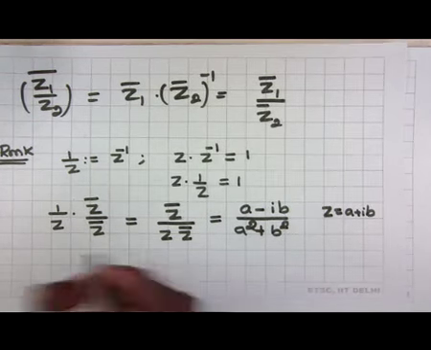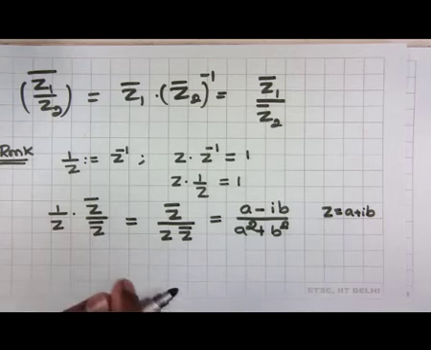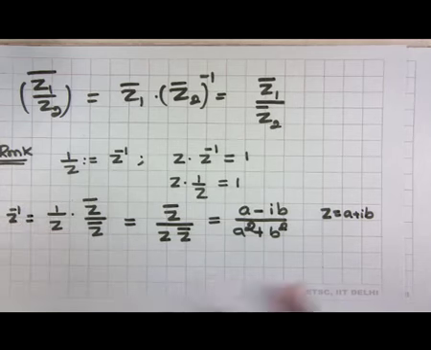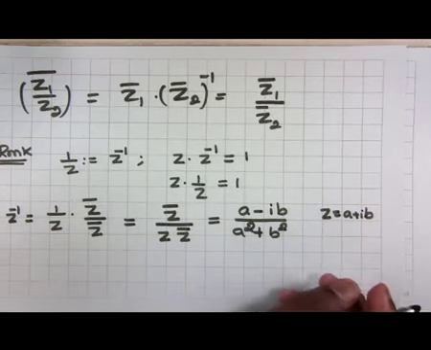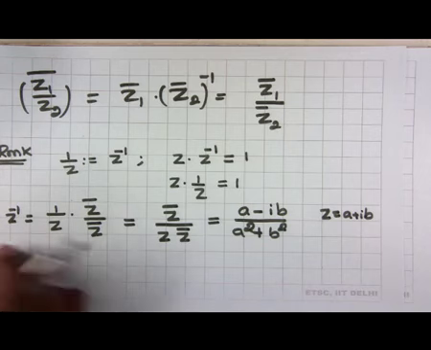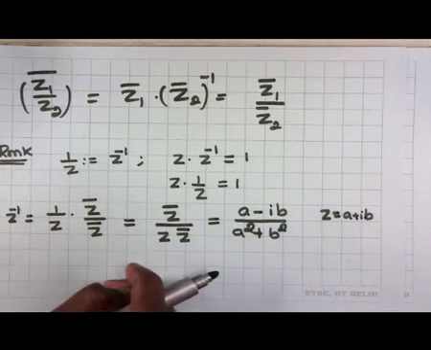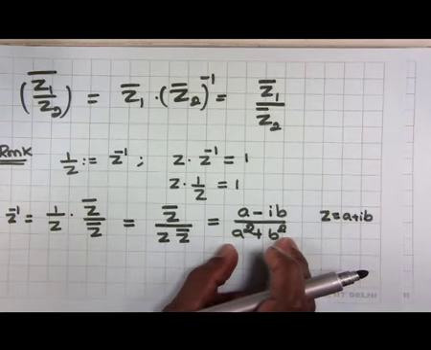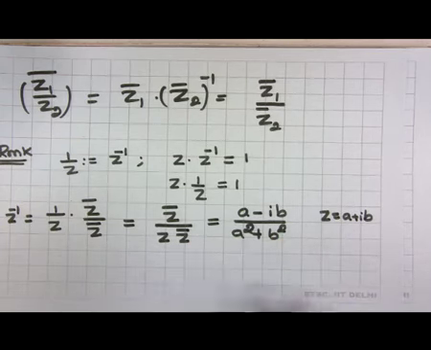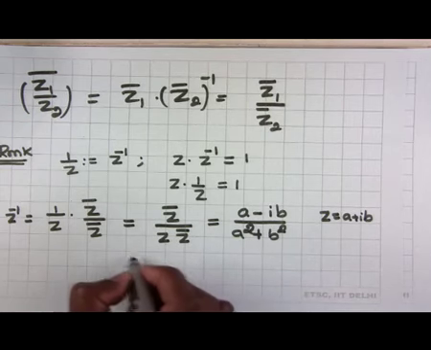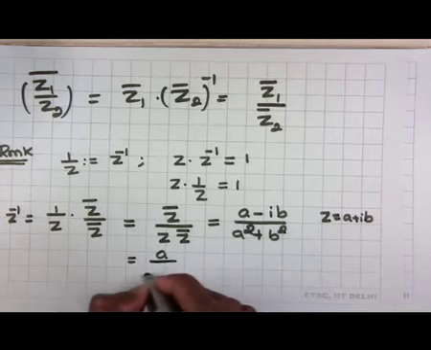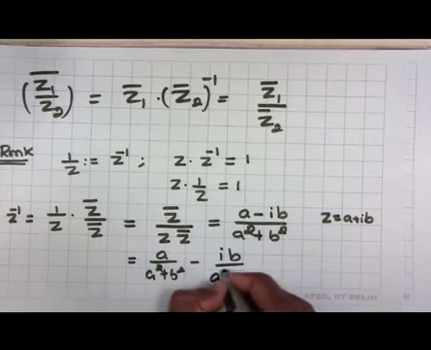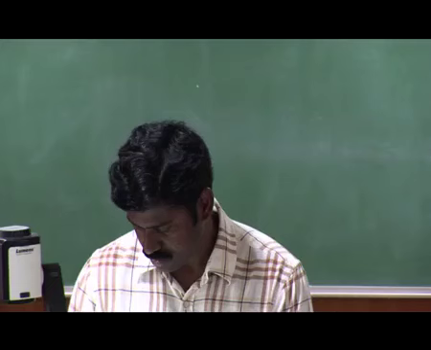If you recall, when we calculated z inverse, we tried to solve an equation to find the value of z inverse. Now, we see that by using the factor z bar, we are able to compute z inverse easily, just by multiplying and dividing by z bar. That is a by a square plus b square minus i b by a square plus b square.